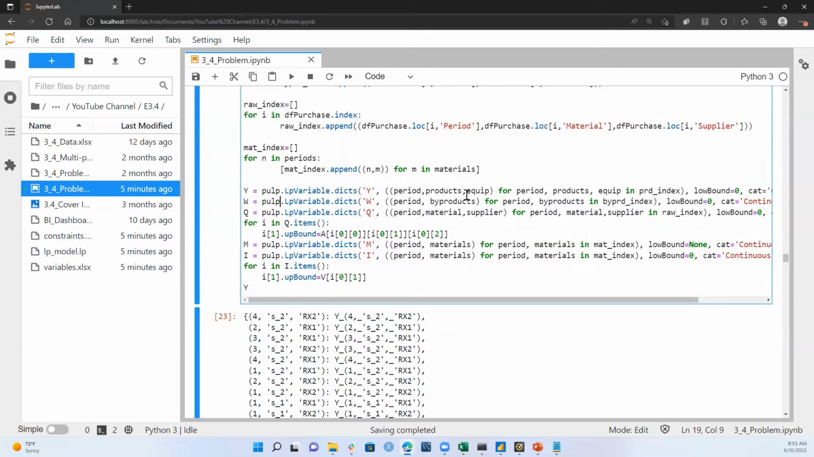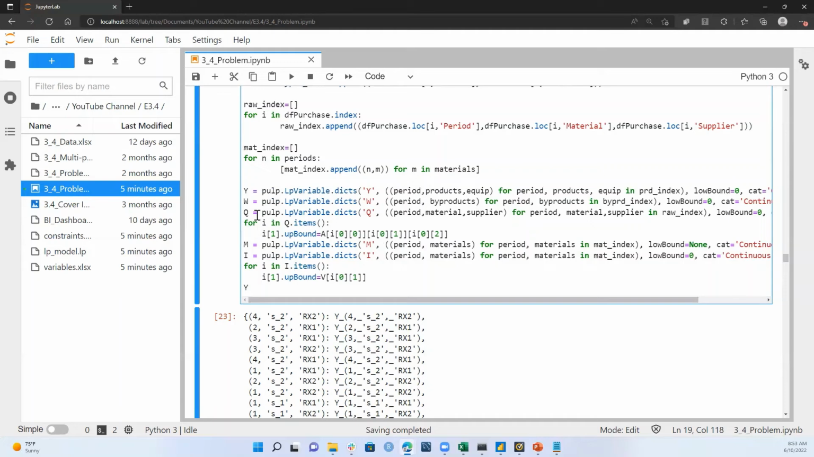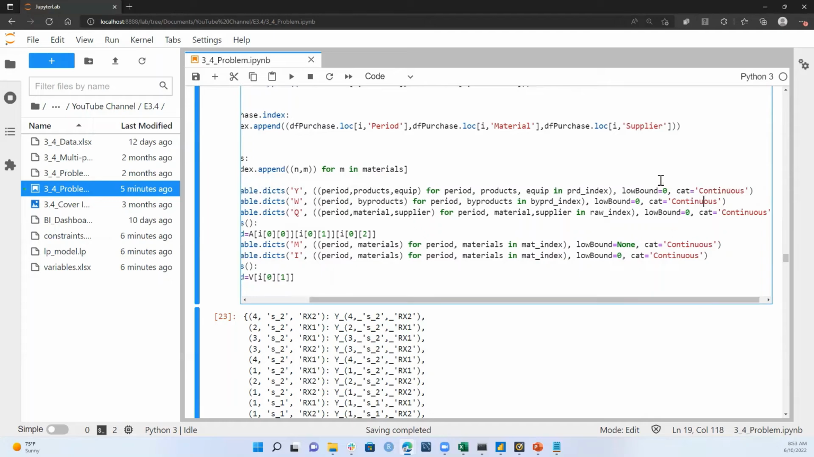Similarly, for the byproduct, we're going to have the period and the byproduct, and we loop through the byproduct index for each period and byproduct in this index. Lower bound 0, continuous variable. Q, which is again Q sub NJS, so this is the amount of material J from supplier S purchased in period N. So we're going to have Q, and then we're going to make one for each period, material, supplier in the raw material index that we made up here, the raw index. Again, lower bound of 0, category continuous.